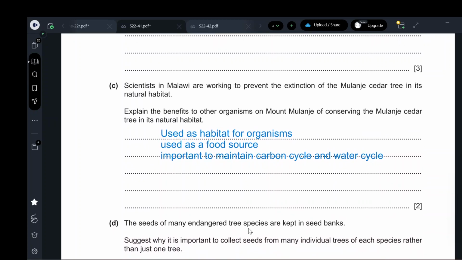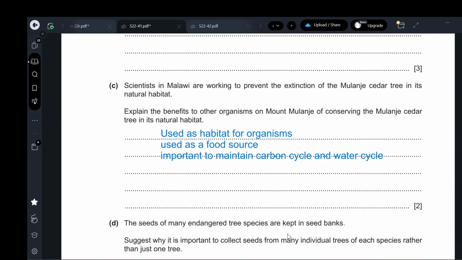The seeds of many endangered tree species are kept in a seed bank. Why is it important to collect the seeds from many individual trees rather than just one tree? This question could also come talking about captive breeding for animals. When we do captive breeding in a zoo, you have to choose the animals from different populations, not from the same population. I mean, not, for example, a brother and a sister panda. They have to be preferably from different populations.